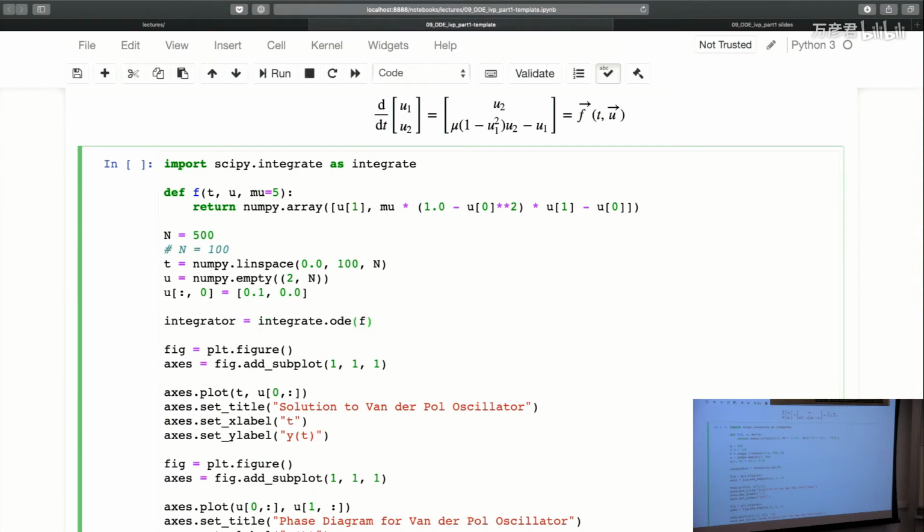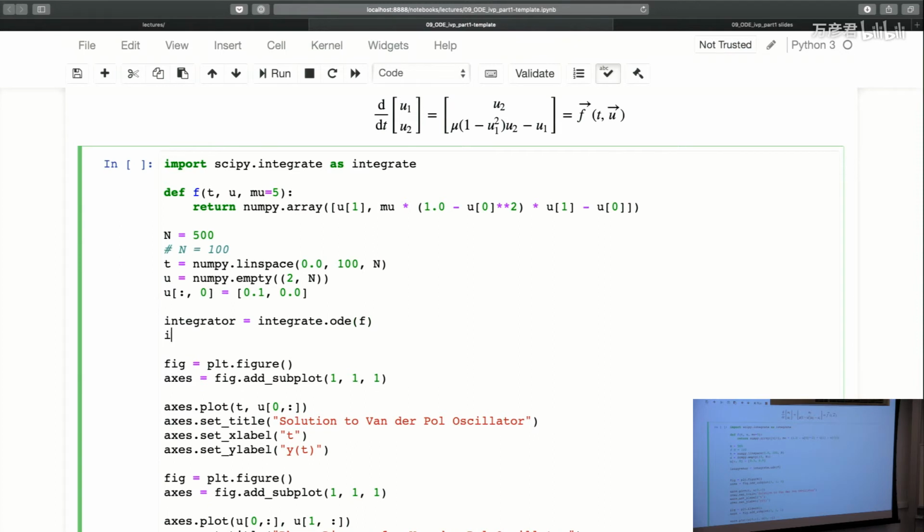Okay. So that's creating what I'm calling an integrator. At the beginning of this, you have to give it that function f. So it's going to figure out how to evaluate that. The next thing we have to tell it is what algorithm to use.